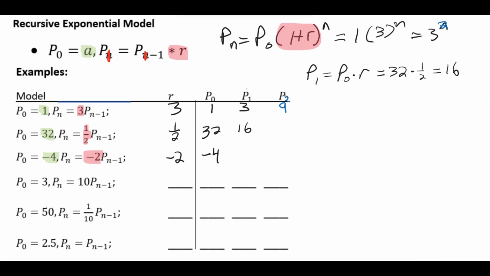To find p sub 2, well, we have to plug in 2 for n. And that would give us the formula p sub 2 equals p sub 2 minus 1, p sub 1 times r. Now we know what p sub 1 is because we just found it. It's 16. And r again is 1/2. Half of 16 is 8.